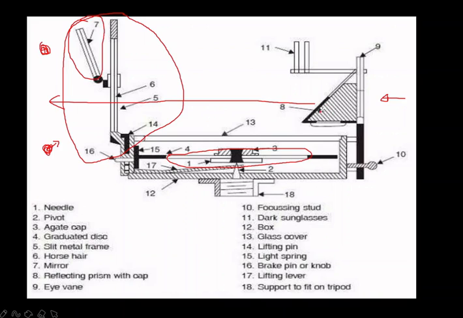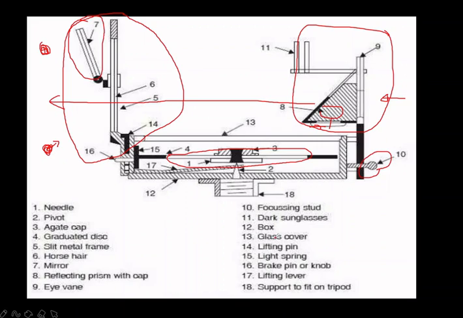Okay, then the eighth is the reflecting prism with cap. In this, the prism will be there, and this is the cap. Here the eye slit will be there. Okay, then eye vane. This full arrangement is called the eye vane, which is helpful to sight the object. Tenth is the focusing stud. To focus we are using this focusing stud.